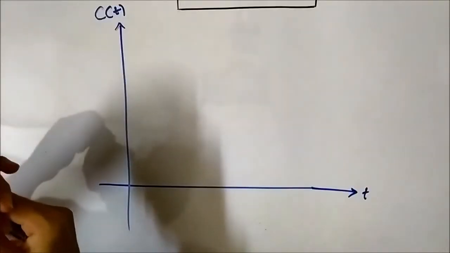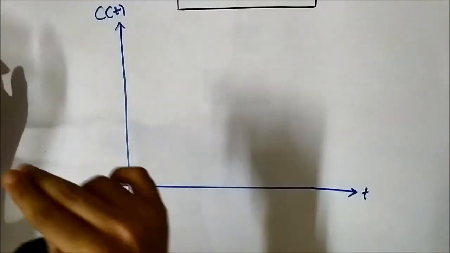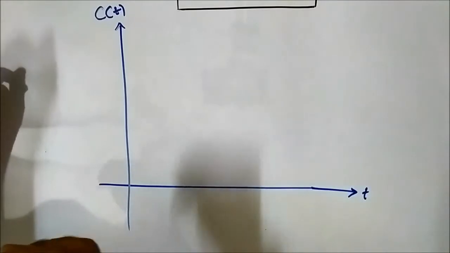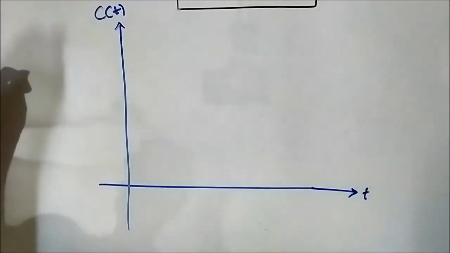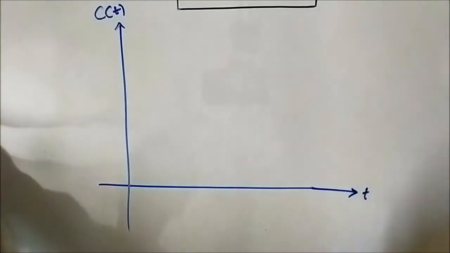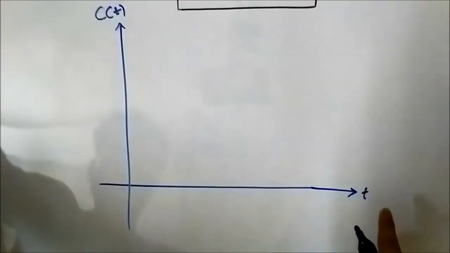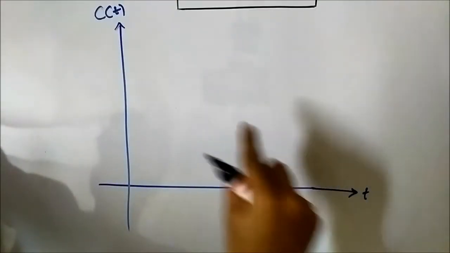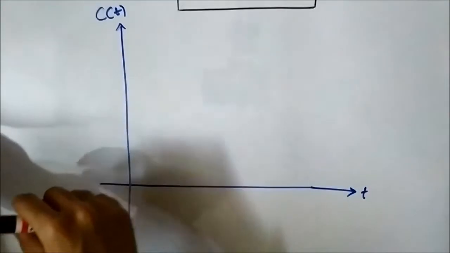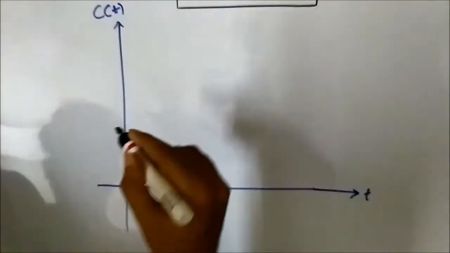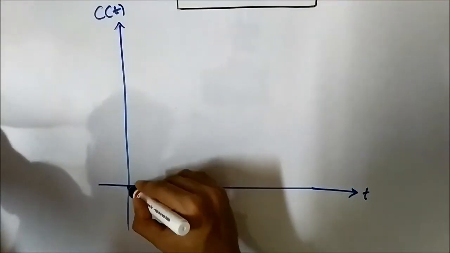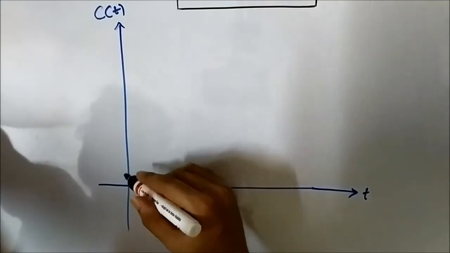Okay, so now let us draw the output response for the second order system to unit step input for the underdamped case. You have drawn the axis. On the x-axis we have the time, and here it is the output response with respect to time. So the output response looks something like this.